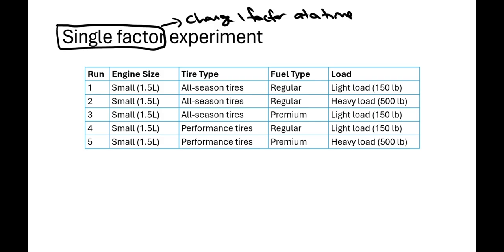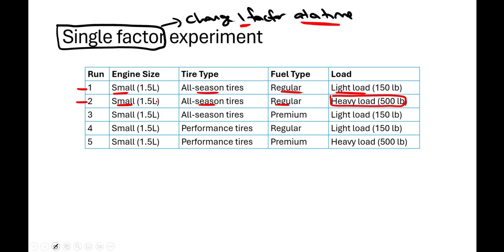As an example here, we have the engine size as small, tires as all season, fuel type as regular, load as light load. This is run 1. You move to the second run, again small, again all season, again regular, but we change this one. Okay, you see, we change one factor at a time. So 1, 2, 3 remain the same, but only the last one changes.